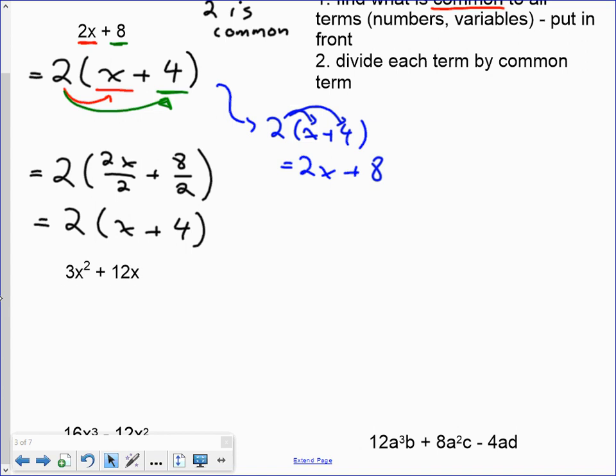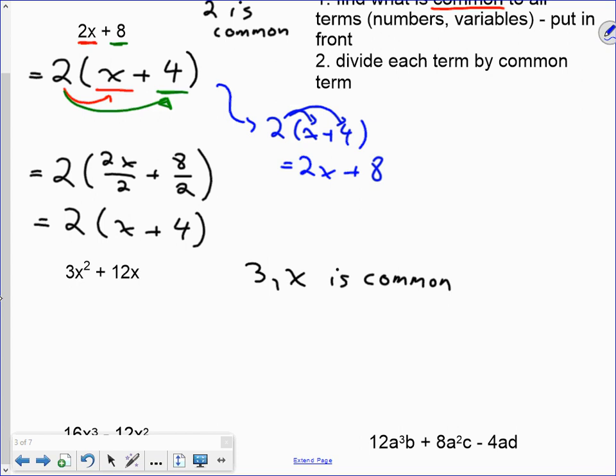We've got 3x squared plus 12x, and we want to look at what is common to these two terms. Well, we'll start with the numbers. We have a 3 and we have a 12. Both of those are divisible by 3, so we've got a 3 that is common to those two terms. If we look then at the variables, we've got an x squared and an x. We always take the lowest power of this variable that is common. So x is common to both of those terms.